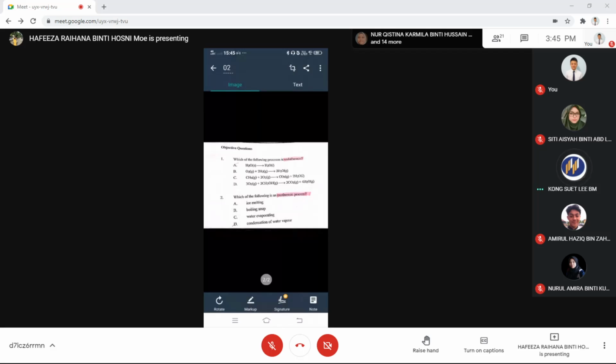So number one is, which of the following processes is endothermic? The meaning of endothermic is heat is absorbed by the system from the surroundings. So the answer for number one is A. Why? H2O in the solid state is converted to H2O liquid because it is absorbing heat. Ice melting goes from solid to liquid, so it absorbs heat in order to make the ice melt.